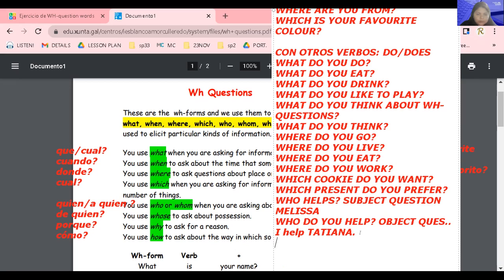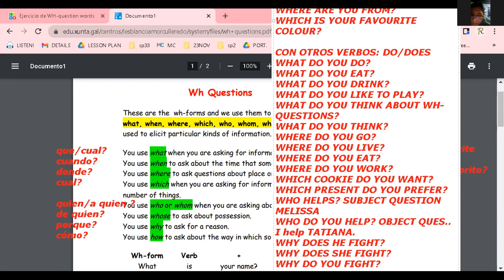Era who's. Ah, ok. Esa la vamos a omitir ahí. Y why do you, aquí recuerden que solo las estamos haciendo con segunda persona. Acá también podría ser why does he fight? ¿Por qué pelea él? Why does he fight? Why does she fight? ¿Por qué pelea ella? O puede ser segunda persona. Why do you fight? ¿Por qué peleas?